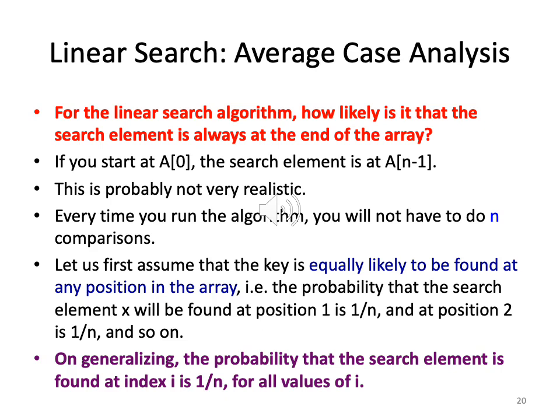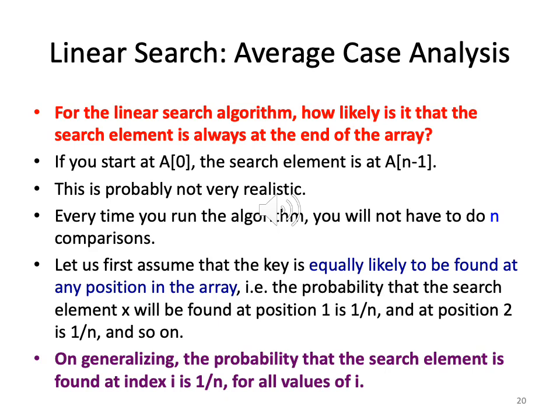So the search element is equally likely to be found at all indexes. Because if I say there is a 100% probability that the search element will always be found in the middle of the array, then I just need to go to the middle, do one comparison, and I'm done. But that's not useful for us here. What we'll say here is that the probability of finding the search element is equal for each and every index in the array. So we'll make that assumption.